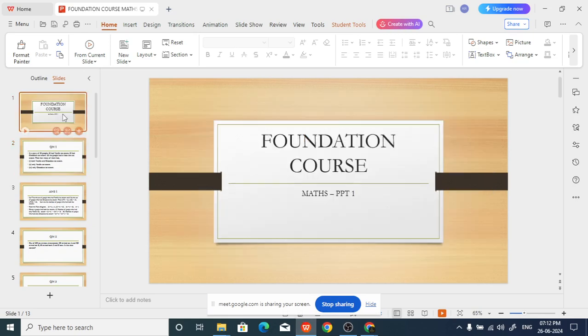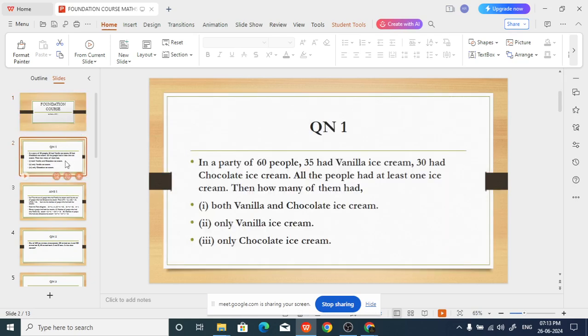Foundation course mathematics, PPT 1. PPT means PowerPoint presentation. For maths itself, we'll be having many PPTs. That is why we have PPT 1, PPT 2 like that. We'll give the names. So we'll go to the question.